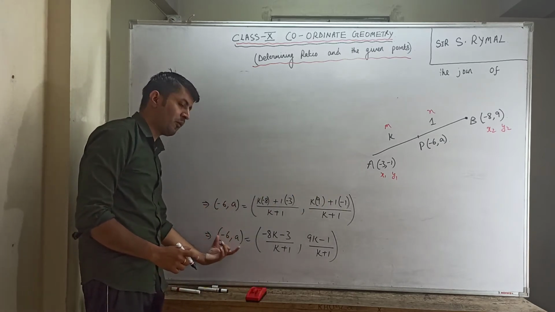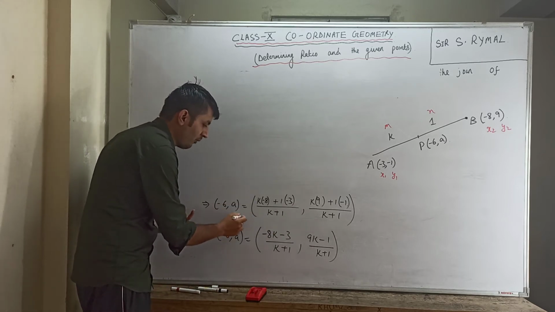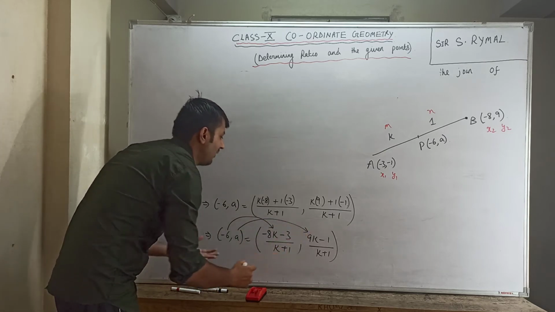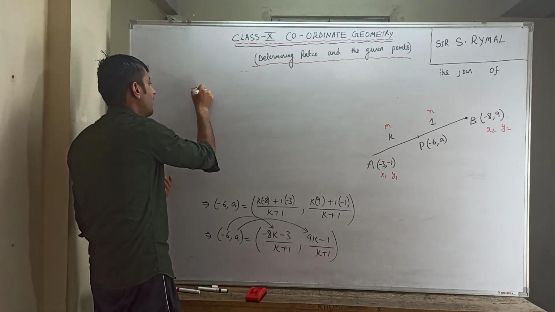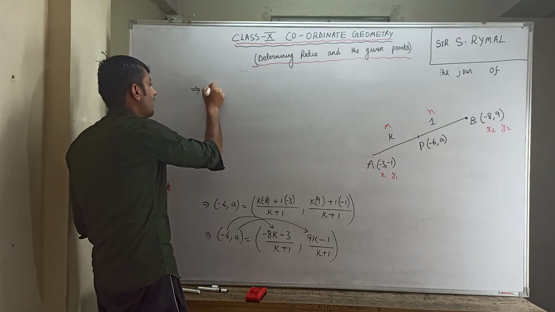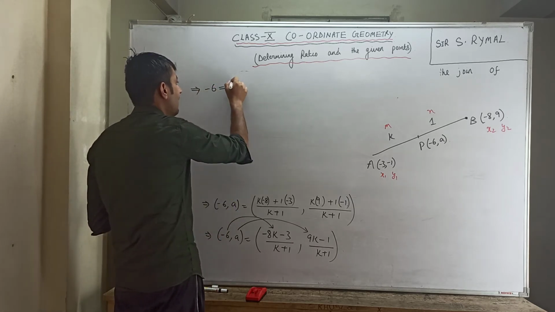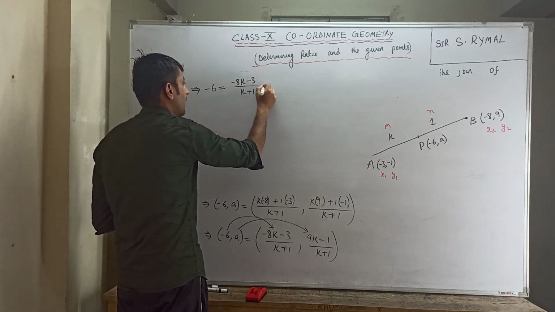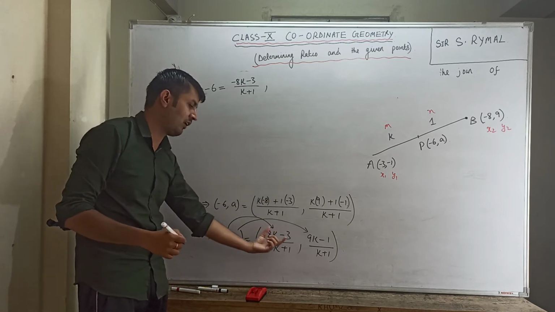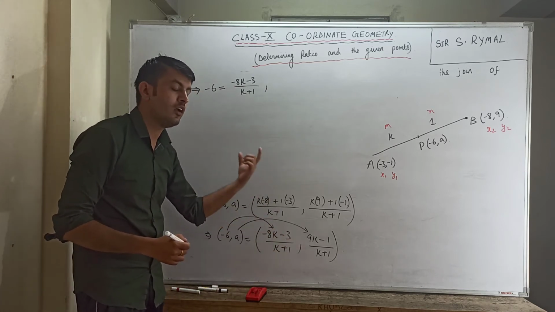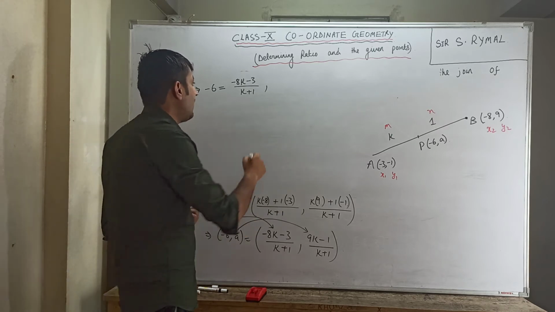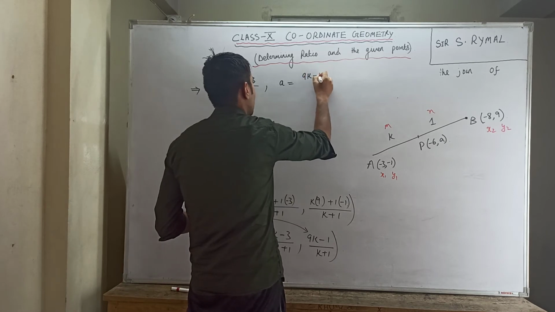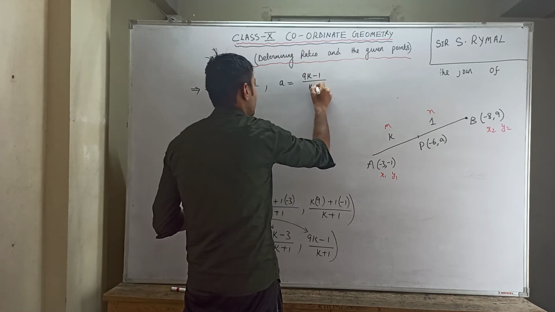Now, when the coordinates are equal, the first component must be equal to the first component, and the second component must be equal to the second component. So what does this imply? This implies minus 6 must be equal to minus 8k minus 3 divided by k plus 1. Okay, the first component minus 6 is equal to the first component on the right hand side. And a is equal to how much? Your a is equal to 9k minus 1 divided by k plus 1.